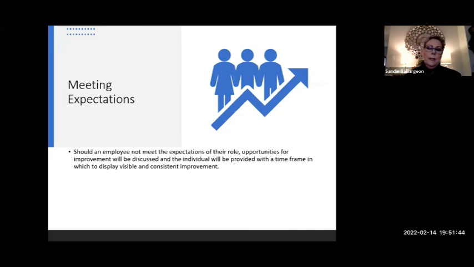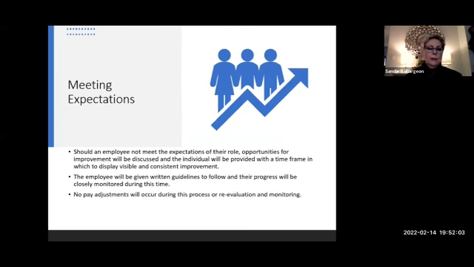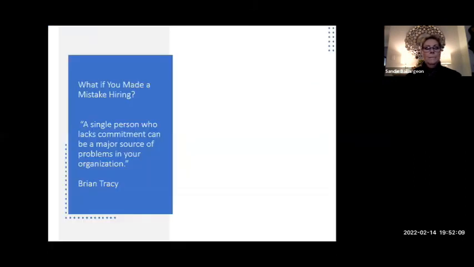Should an employee not meet the expectations of their role, opportunities for improvement will be discussed with them, and the individual will be provided with the time frame in which to display visible and consistent improvement. The employee will be given written guidelines to follow, and their progress should be closely monitored during this time as well. No pay adjustments will occur during this process or reevaluation and monitoring.